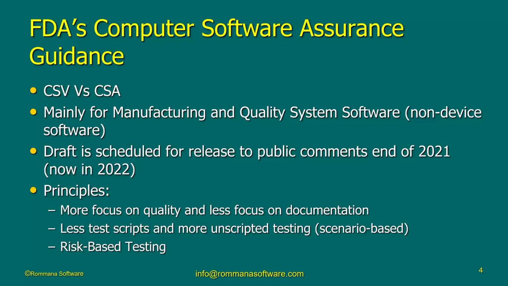FDA has decided to switch from CSV to CSA, and there was supposed to be a draft guidance that was supposed to come out at the end of 2020. Now it is planned to come out in 2022 for public comments. And the new draft is focusing on a few things, but I put here in front of you the most important three things. They want to see people focusing on quality and testing as opposed to focusing on documentation.